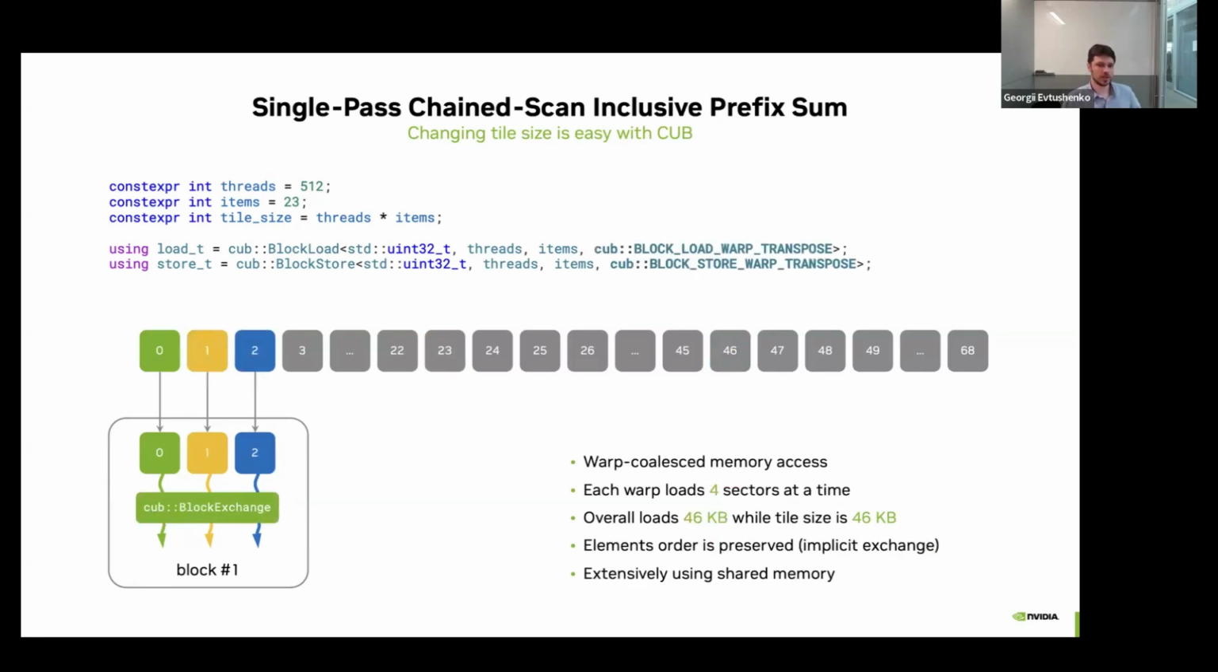CUB provides you a way to get rid of these strided loads. We can tell CUB to load data in a coalesced manner, and then transpose it to restore the original order. Coalesced loads are going to be more efficient. The only issue is that transposition requires a lot of shared memory. Anyways, let's take a look at our performance now.